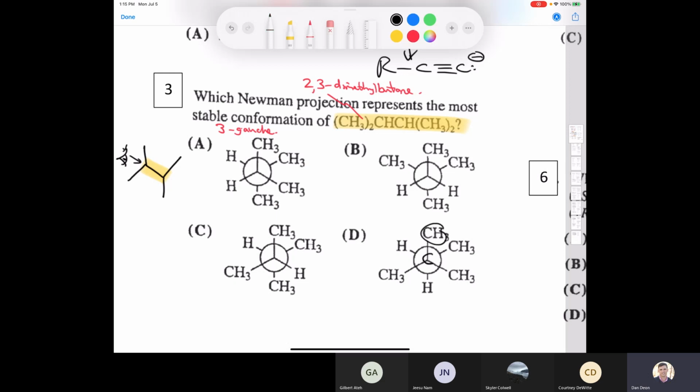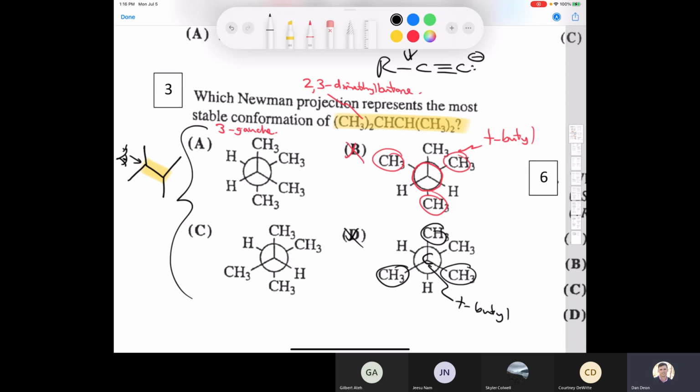it's got 3 methyl groups attached directly to it. So this is a tert-butyl group, and there's no tert-butyl group in the molecule. And this carbon in the back here is attached to 3 methyl groups, so this is also a tert-butyl group. There are no tert-butyl groups in the compound, so it's not even the right molecule. It doesn't even have the correct connectivity. Both A and C represent 2,3-dimethylbutane.